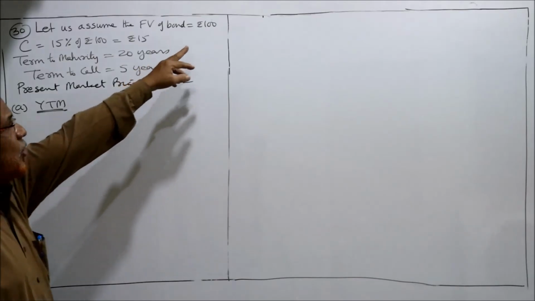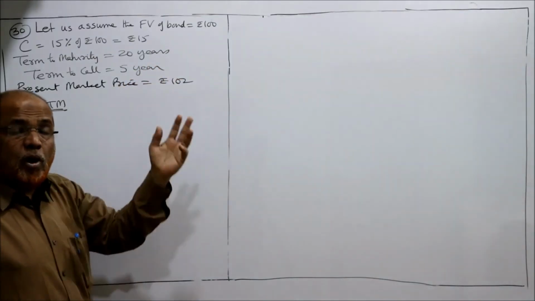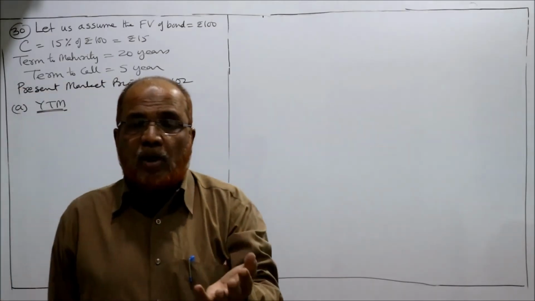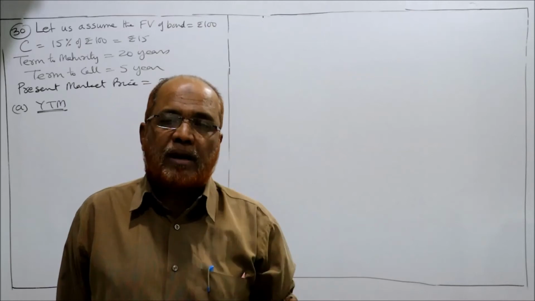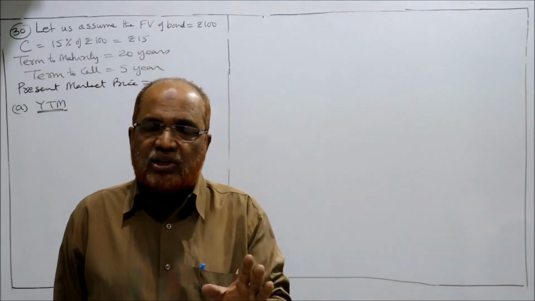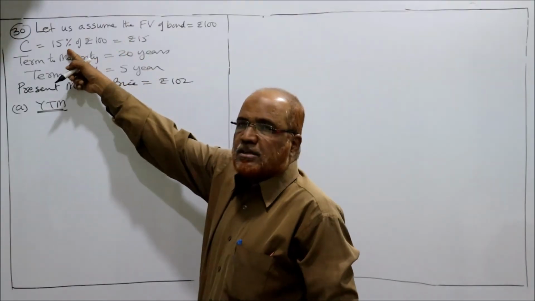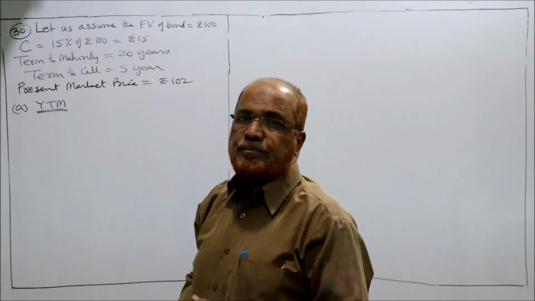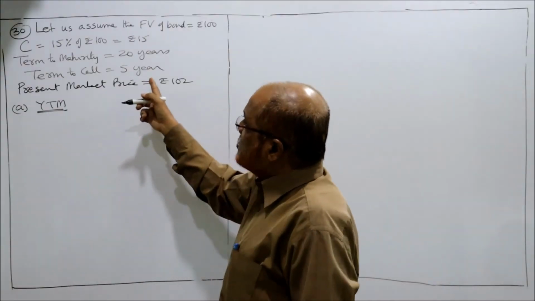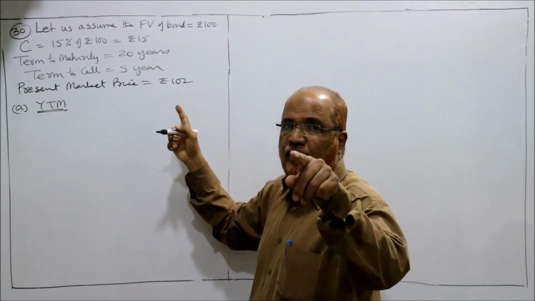Face value of the bond 100 rupees है, जबकि market price of bond 102 चल रहा है, तो bond is attractive. When will the bond be attractive? When the required rate of return is less than the coupon rate. Coupon rate क्या है यहाँ पर 15% है, तो market में required rate of return 15 से कम है ना, then only the market price will be more. तो market price जब भी ज्यादा रहता है जब required rate of return कम रहेगा.